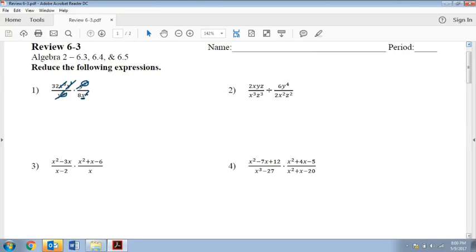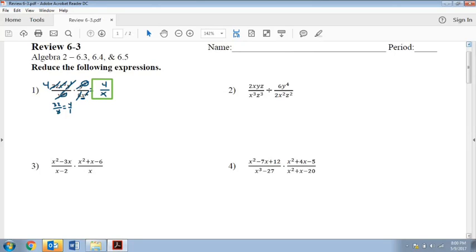And then the coefficients, 32 over 8. Well, that reduces down to 4 over 1. So 8 goes away, 32 becomes a 4. So you're left with 4 over x.